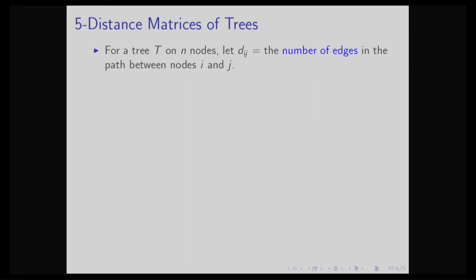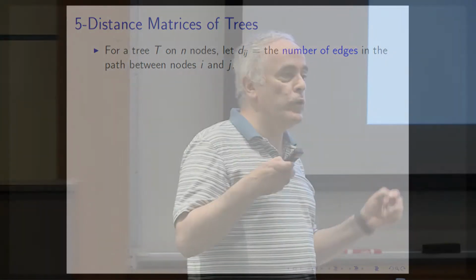This is, again, another example. If you have a tree, you can create a matrix of distances between the nodes of this tree. Now, remember, in a tree, every 2 nodes have a unique path. So if you count how many edges are on that path, that's the distance.